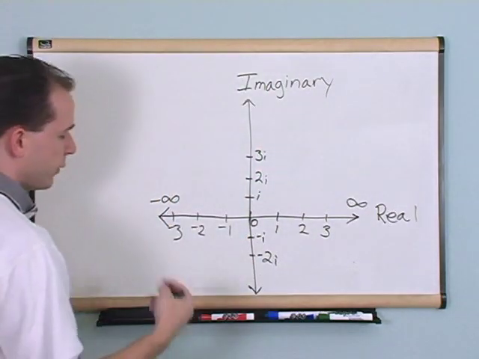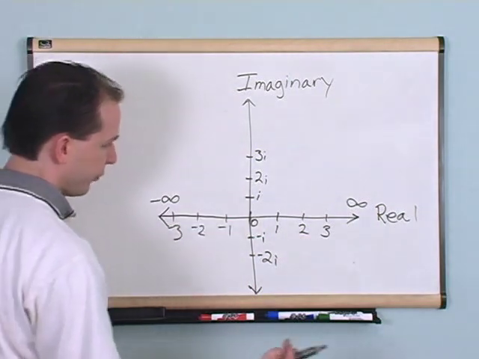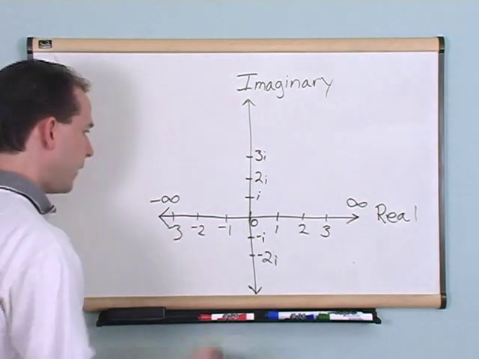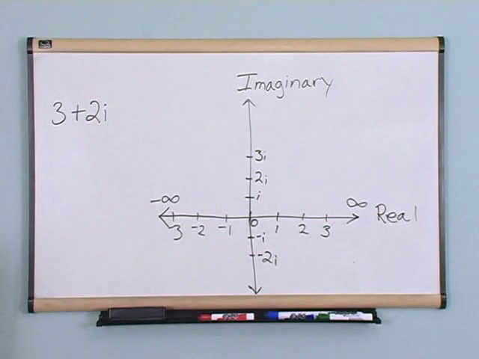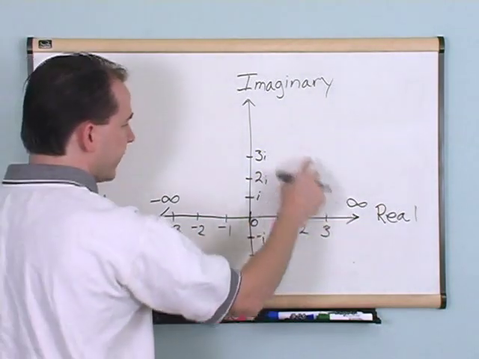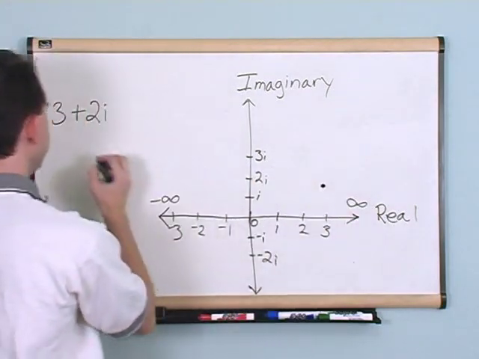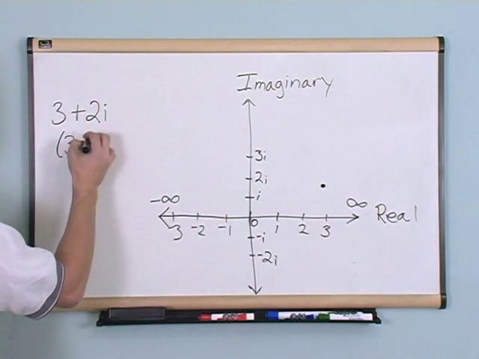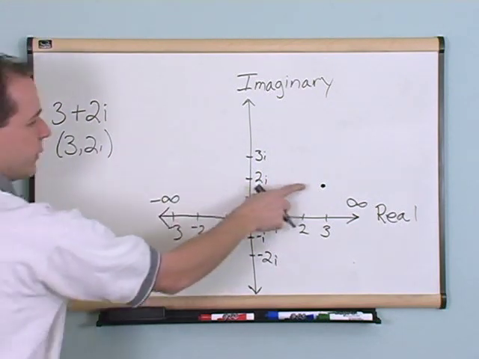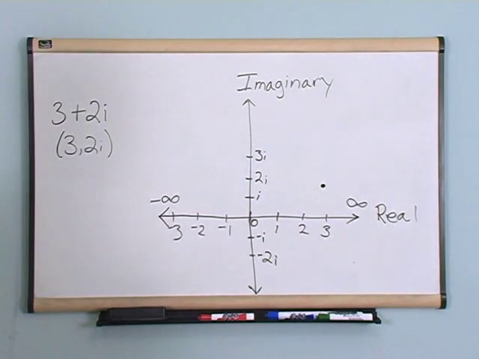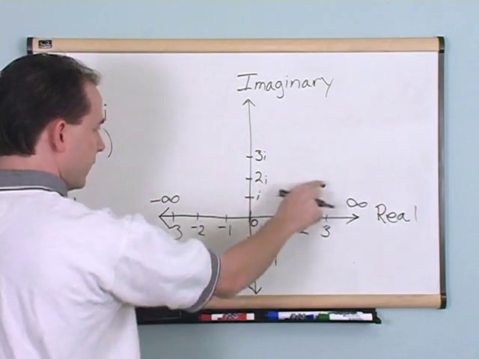So if you were to plot the point 2i, it would just be here. If you were to plot the point 3, it would be here. If you were to plot the point 3 plus 2i, okay? It wouldn't be on this axis or on this axis. It would be 3, comma, 2i. So this is sort of the same thing as saying 3, comma, 2i. This is sort of like an x coordinate, and this is sort of like a y coordinate. You end up here. Okay?